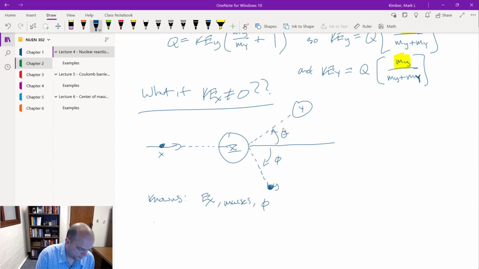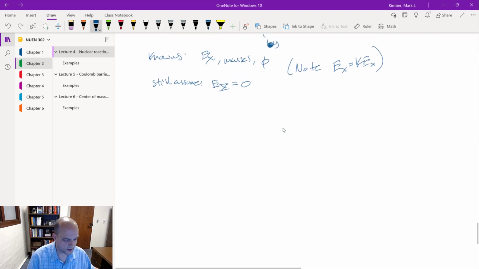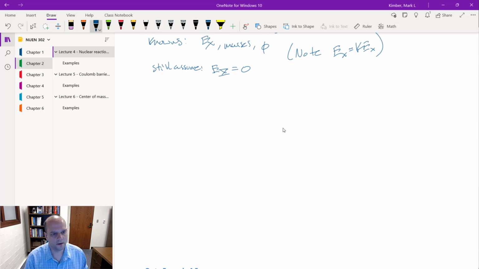And we're still going to assume that the energy of my target nucleus is 0. And in this case, we drop the k's, right? So just note that Ex really is the kinetic energy of x, and the same thing for y and capital X. So if I go through the same steps that I did before, and this will be one of your homework problems, then I arrive at the following solution in terms of Ex, phi, that angle, and then my masses.